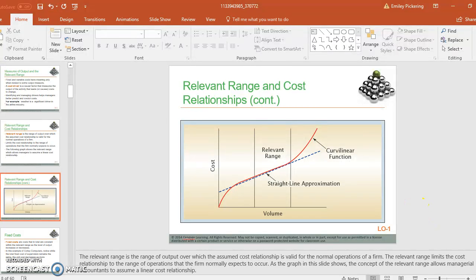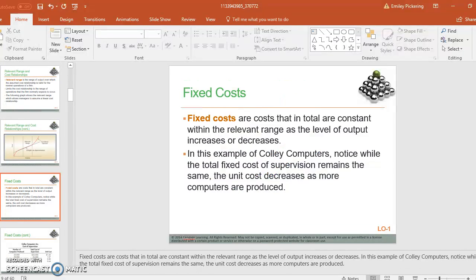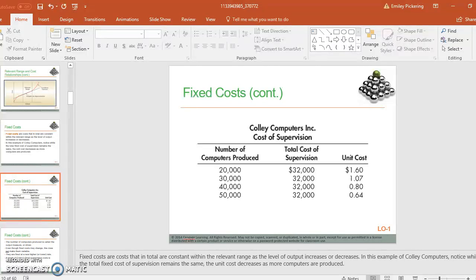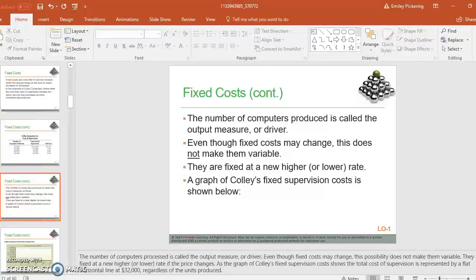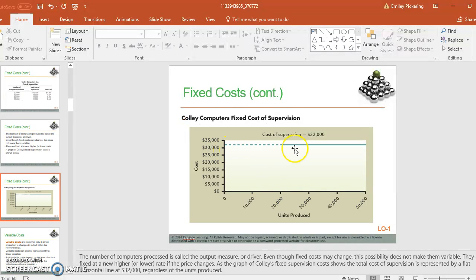So this kind of gives you that idea. I gave you an idea of fixed cost. So fixed cost per unit is going to change, but the total cost for the supervisor does not. Okay. This just gives you some additional information. I'll let you read that. This is a graph of fixed cost. No matter how many units are produced, you're always going to have the same fixed cost. Straight horizontal line, you know that's going to be a fixed cost.